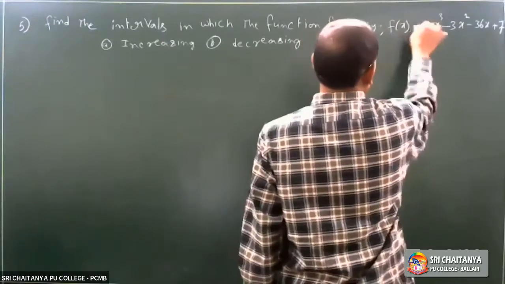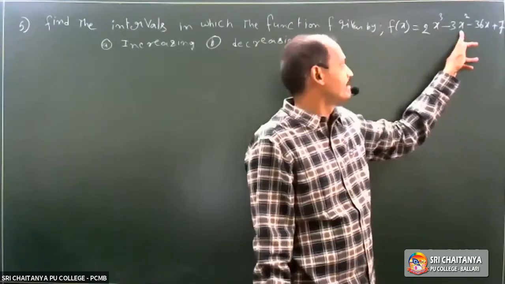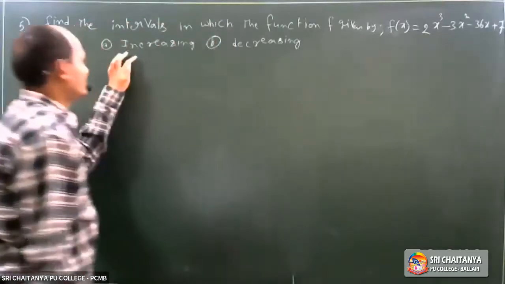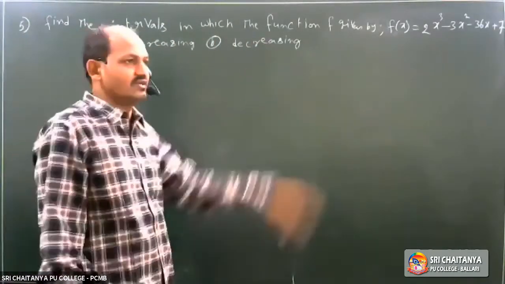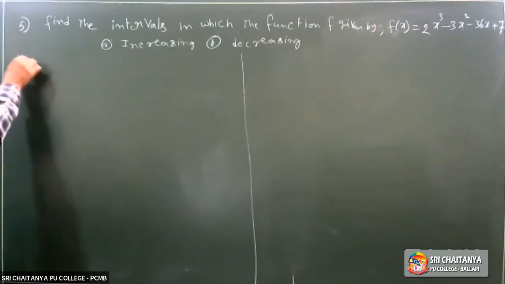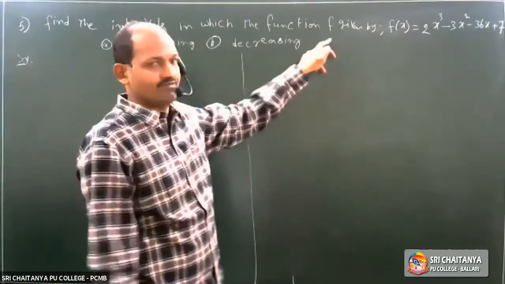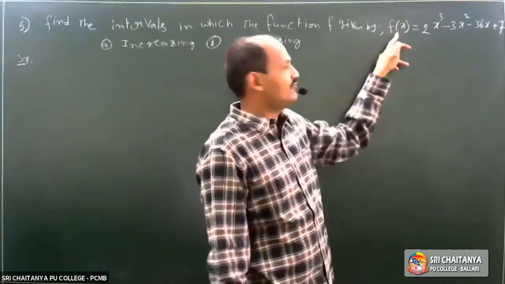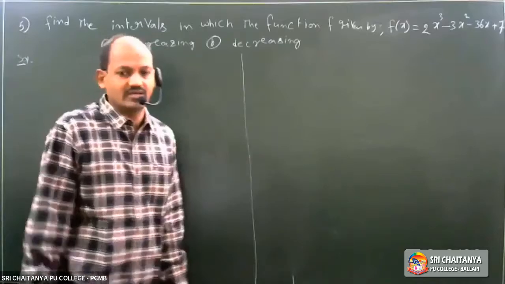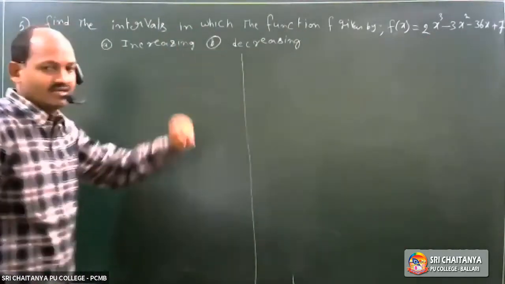f of x is equal to 2x power 3 minus 3x square minus 36x plus 7. First one is increasing, second one is decreasing. Here also the same: find the intervals in which the function f given by f of x is equal to 2x power 3 minus 3x square minus 36x plus 7 is increasing and decreasing.